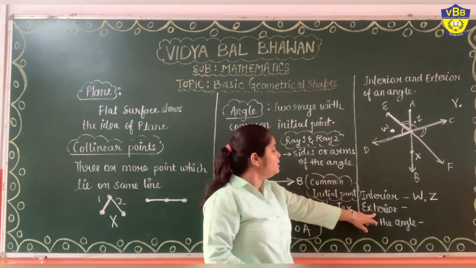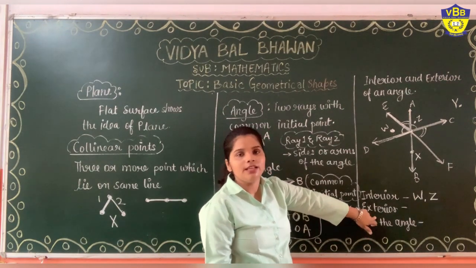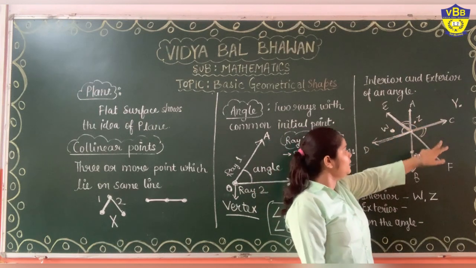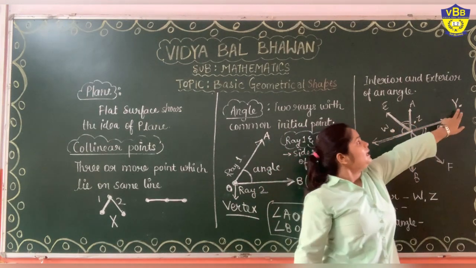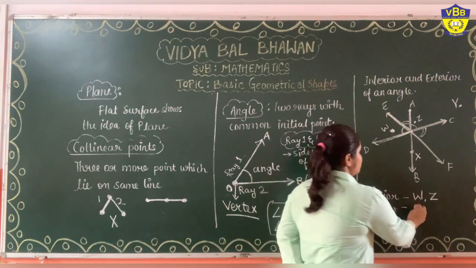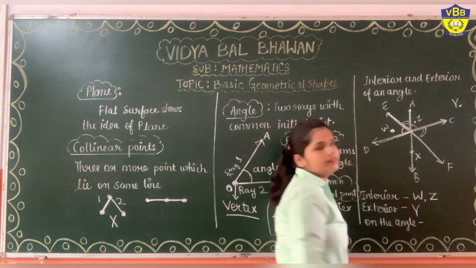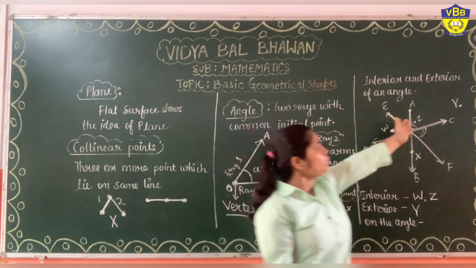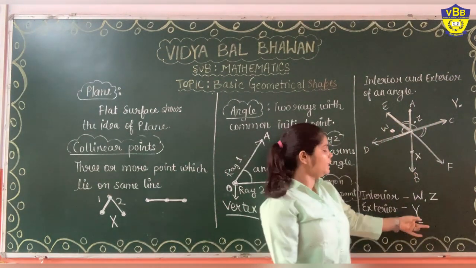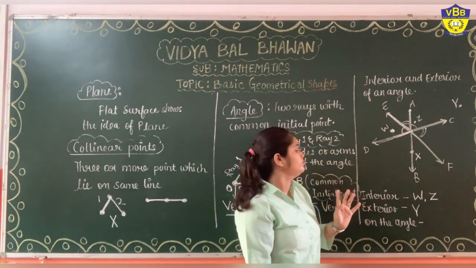After that, the point which is written in the exterior, or outside. You can say this is interior, interior. This one is outside. So what is the outside point? Y. Y is totally outside of this figure, or these angles. So the exterior point is Y.